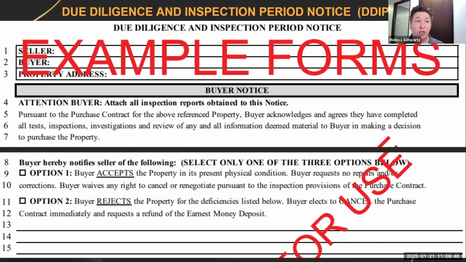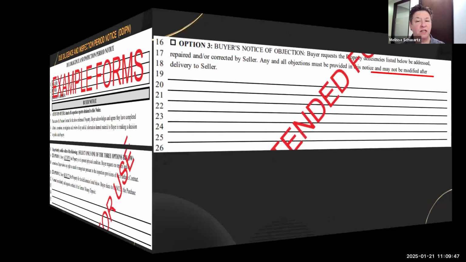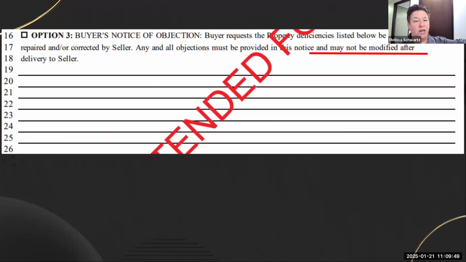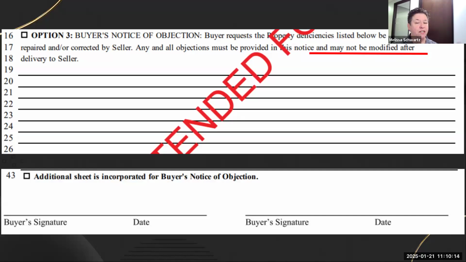So same option 1, option 2. Option 3 is going to be, we want the following done, right? So there requests that the seller correct or repair. Same type of thing, addressed, repaired, or corrected. And they may not be modified after delivery to seller. We get one opportunity to ask for repairs. One, period, right? Same type of thing, additional sheet.